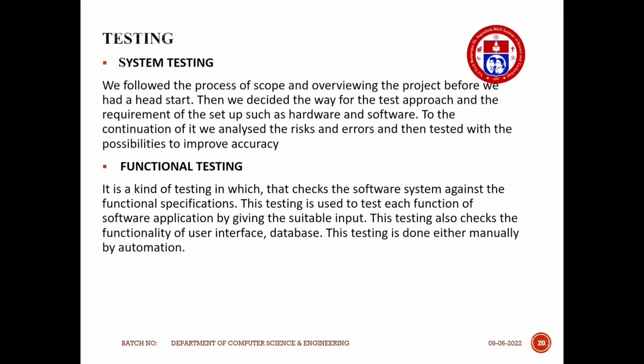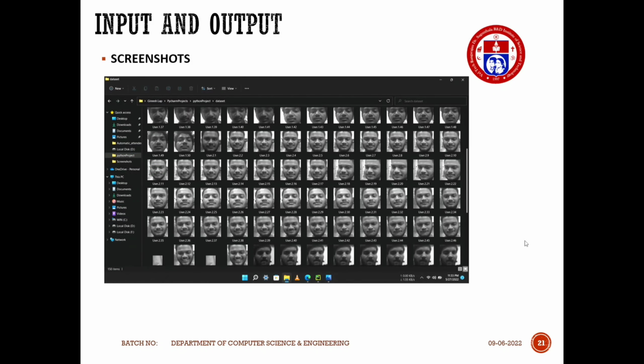Functional testing is a type of testing that checks the software system against the functional specifications. This testing is used to test each function of the software application by giving suitable input. It also checks the functionality of our user interface and dataset. It is done either manually or automatically.